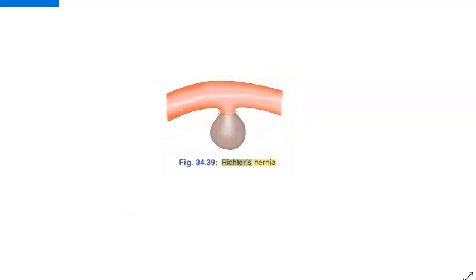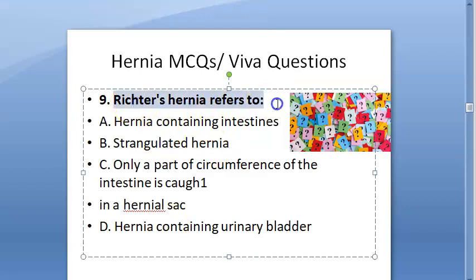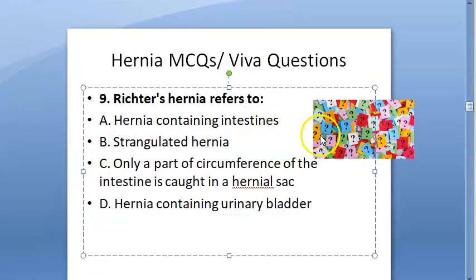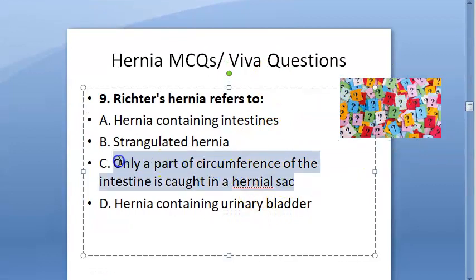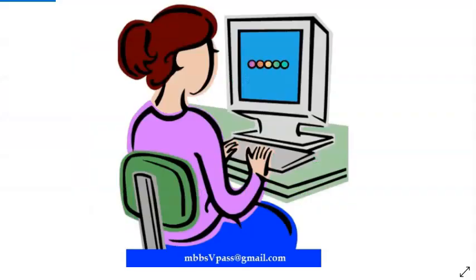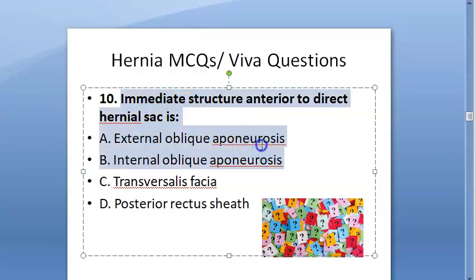Now let's go to the question and see if we can answer. Richter hernia refers to. Come on, answer this. Without even breaking head too much about all the other options, we can choose this one. Only a part of the circumference of the intestine is caught in the hernial sac, isn't it? Reaching the 10th one. Immediate structure anterior to direct hernial sac is.